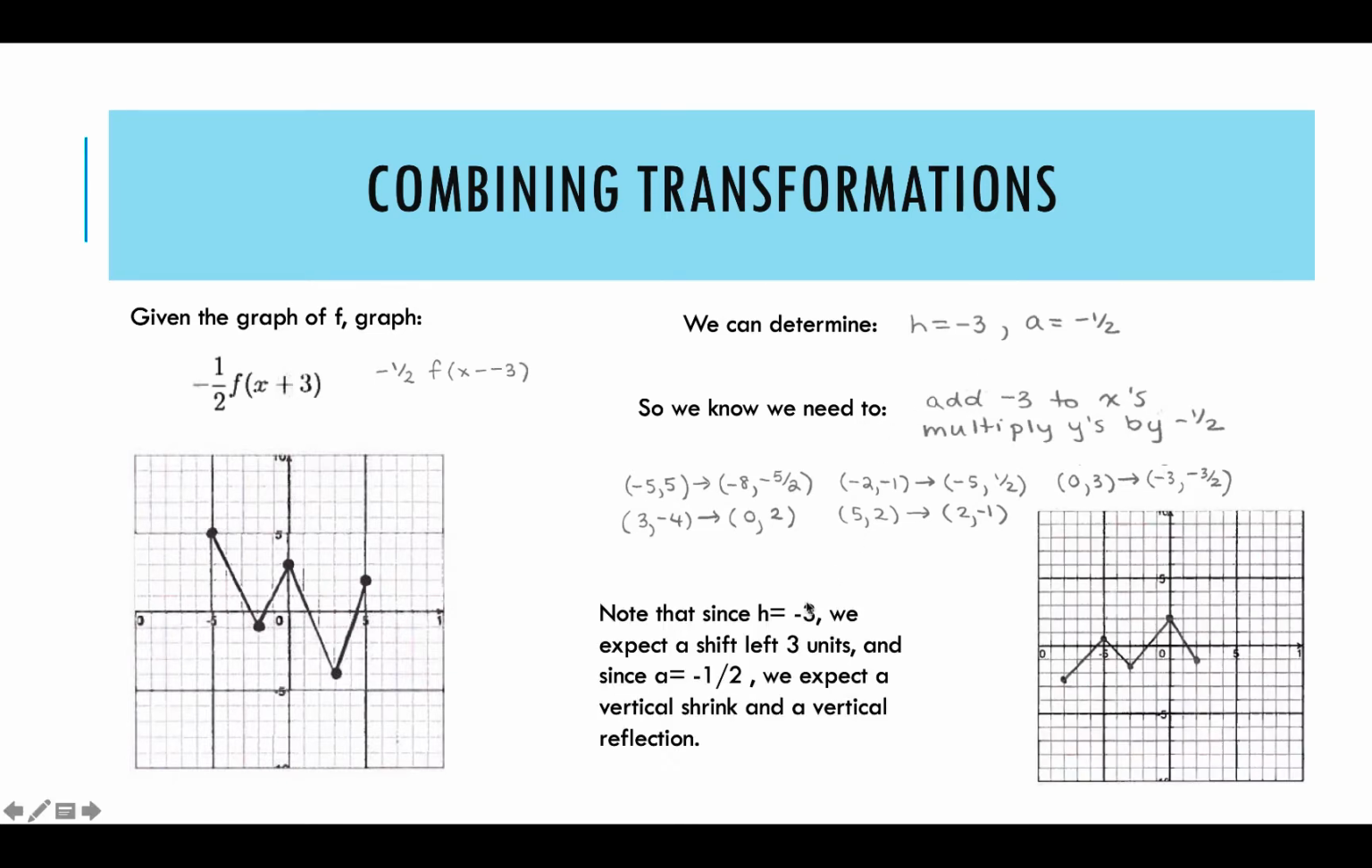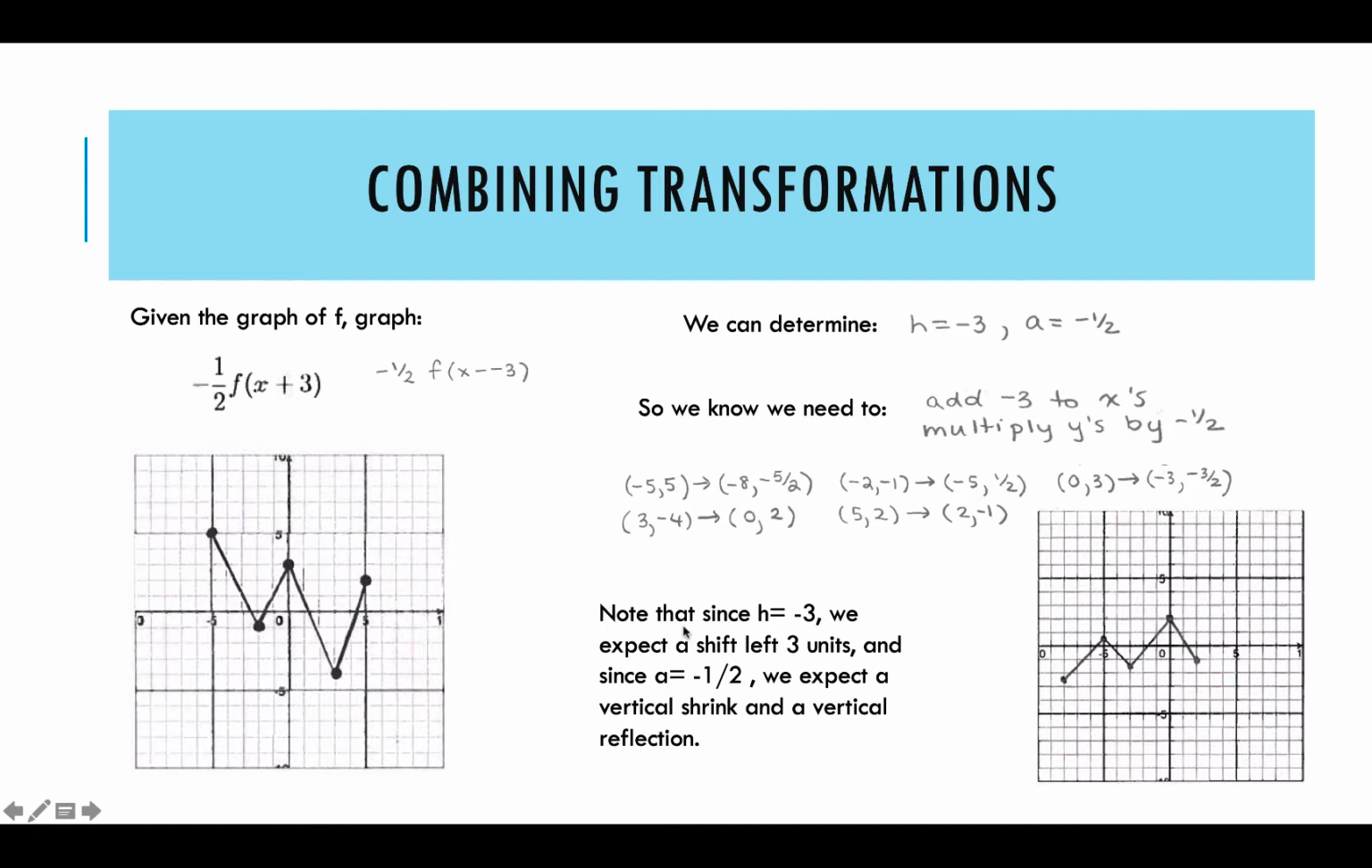So h equals negative 3 tells me that I expect a shift left 3. A equals negative 1/2. The absolute value of negative 1/2 is 1/2, and that is smaller than 1. So that tells me a vertical shrink. It was outside, so it was vertical. And because it's negative, I know that it's going to be a vertical reflection. So we take this thing, we flip it across the x-axis, we push it towards the x-axis, and then we shift it left 3. And so think about whether this is the graph that we should get out of that.